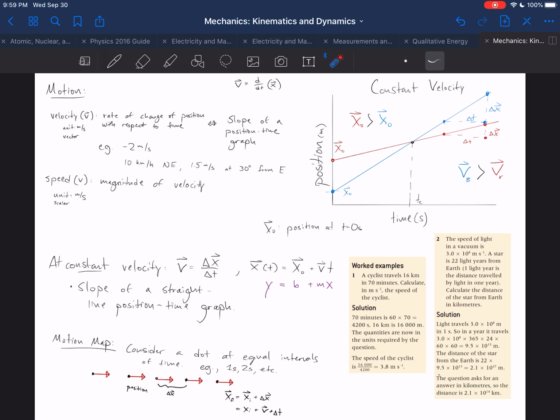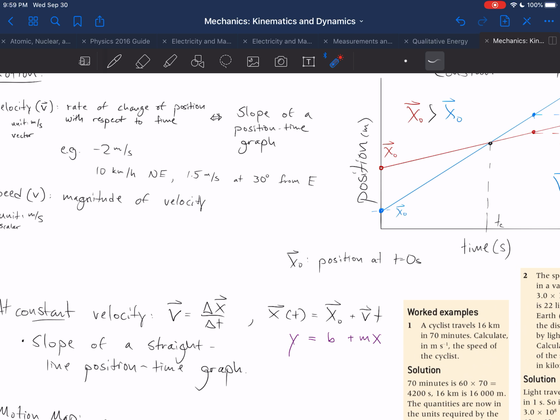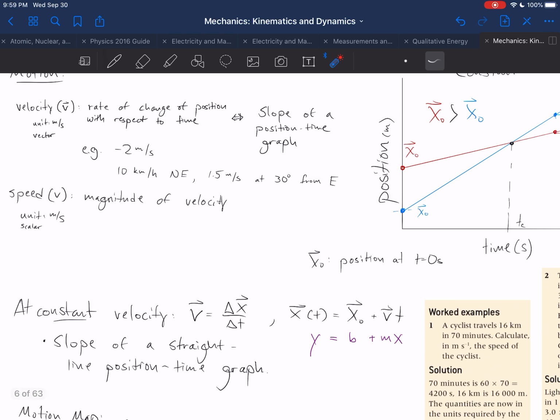One is the velocity, which is defined as the rate of change of position with respect to time. Notice how the change of position there is the displacement. So how quickly is the position changing with respect to time? The unit is meters per second, and velocity is a vector. So -2 meters per second, or 10 kilometers per hour northeast, or 1.5 meters per second at 30 degrees from the east. These are all ways of quoting the velocity, which includes the direction.